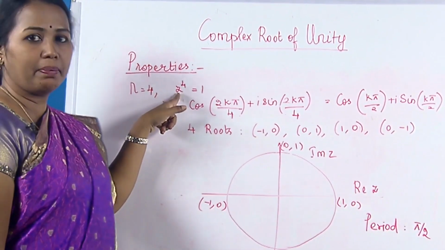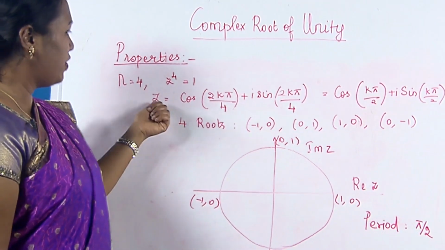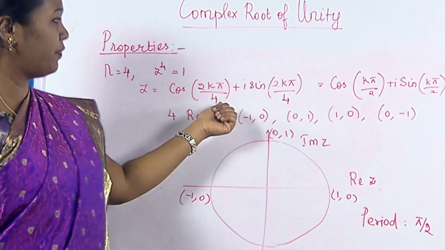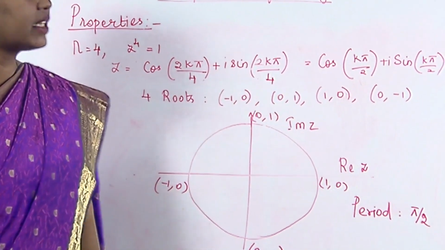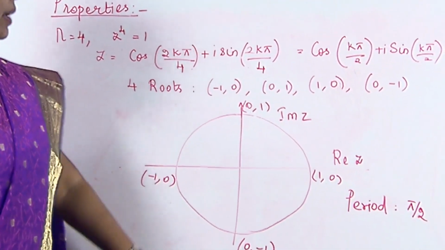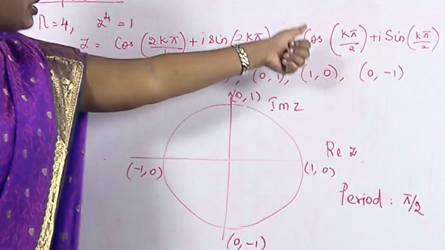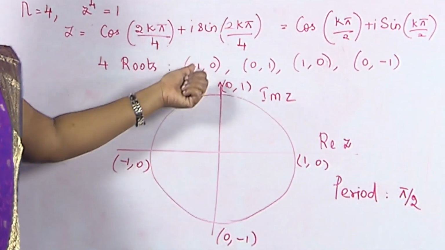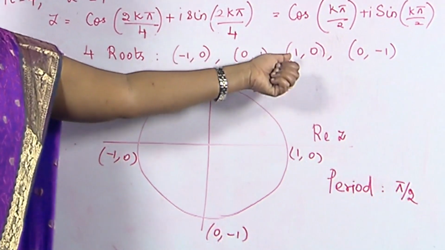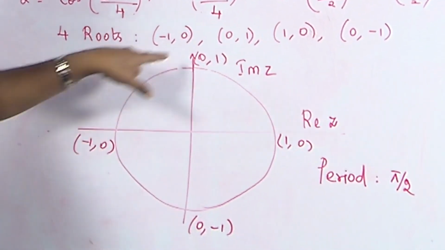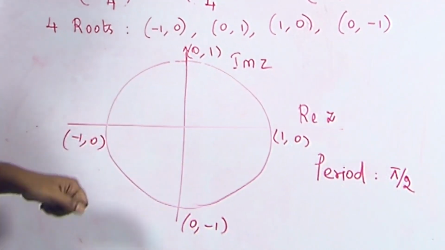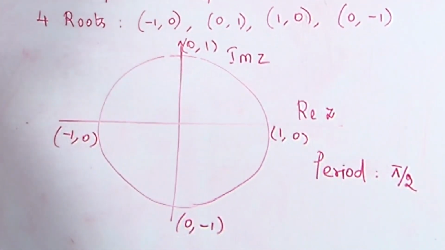So, the equation is Z power 4 is equal to 1. Again, we write Z is equal to cos 2k pi by 4 plus I sin 2k pi by 4, they get cancelled, and so we are left with cos k pi by 2 plus I sin k pi by 2. And this equation has 4 roots, namely minus 1 comma 0, 0 comma 1, 1 comma 0 and 0 comma minus 1. So, basically all the 4 corners of the unit circle.